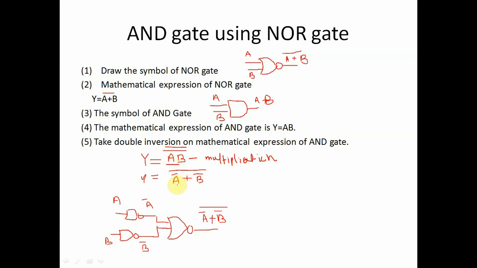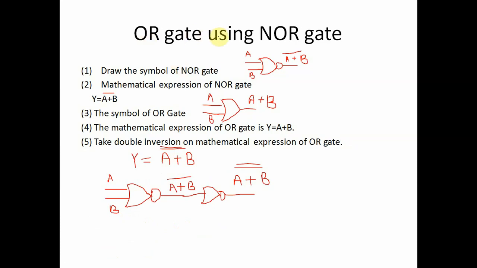For that purpose we apply De Morgan's theorem. Here the first bar is as it is, and we apply De Morgan's theorem in this equation. So in this equation the answer is a bar plus b bar. Now how many bars are present? First bar, second bar, third bar. So it is necessary to draw three NOR gates. The first NOR gate converts a into a bar. The second NOR gate converts b into b bar, and the third NOR gate gives a bar plus b bar. This equation is converted into this circuit diagram.